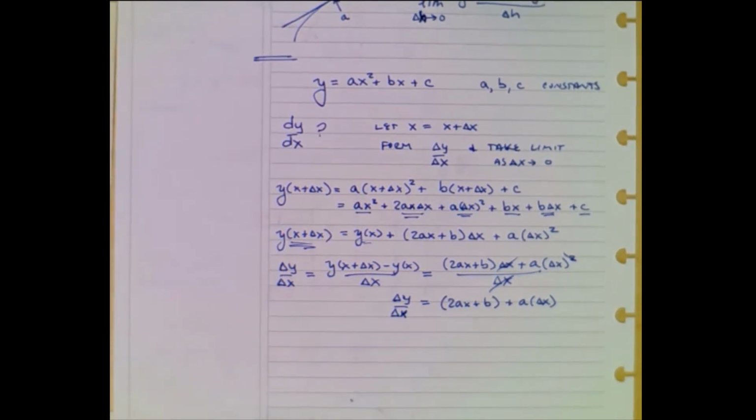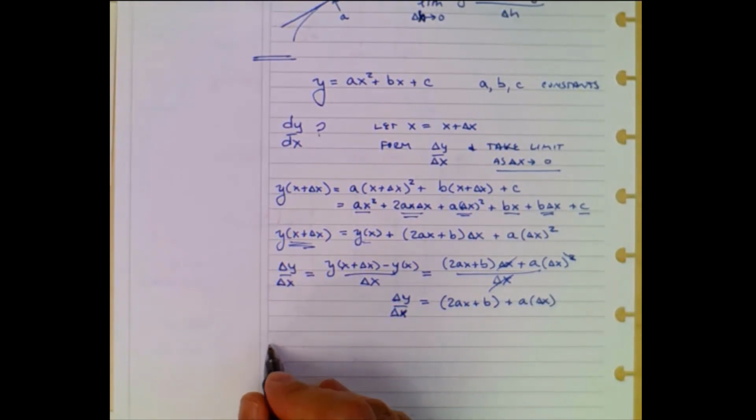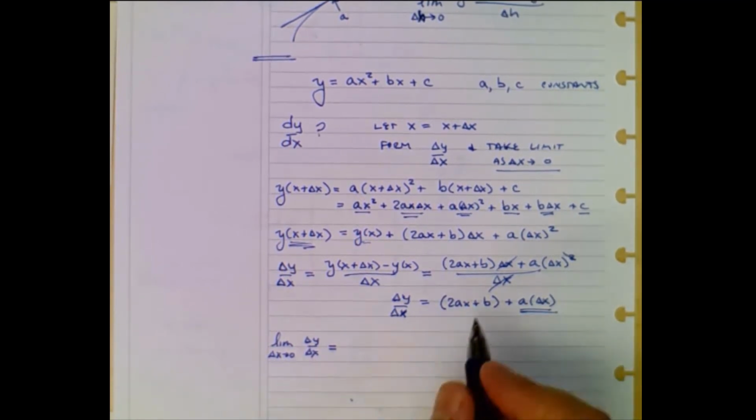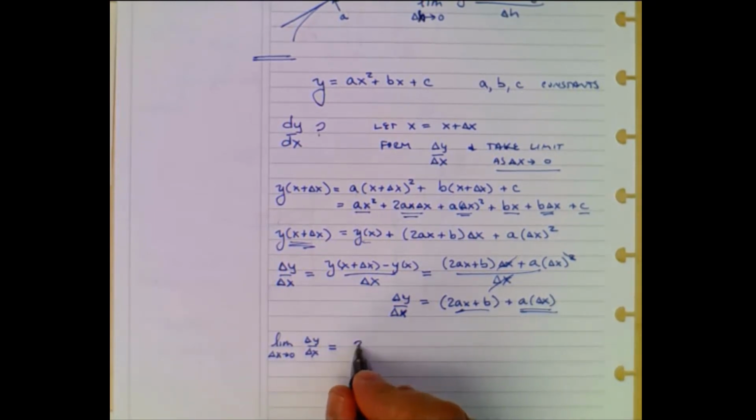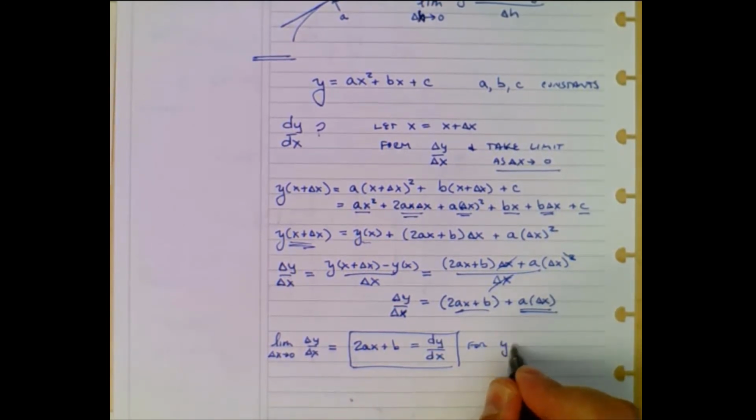The last step, according to our algorithm here, is to take the limit as delta x goes to 0 of delta y over delta x. And when I do this, the a delta x term will go away, and I'm left only with 2ax plus b. That is the derivative of y with respect to x for y equals ax squared plus bx plus c.